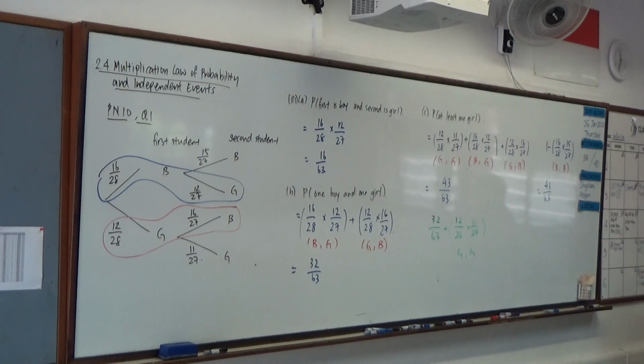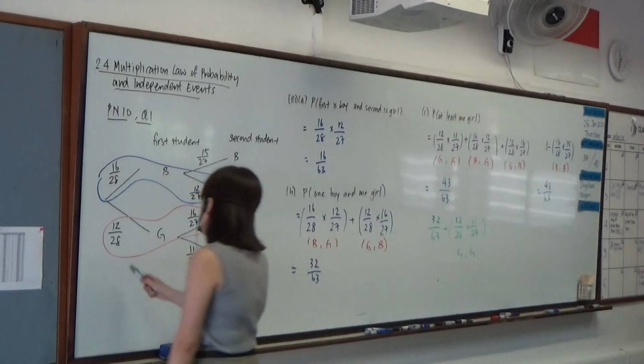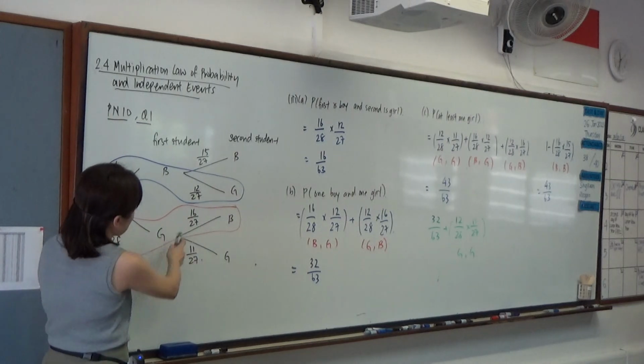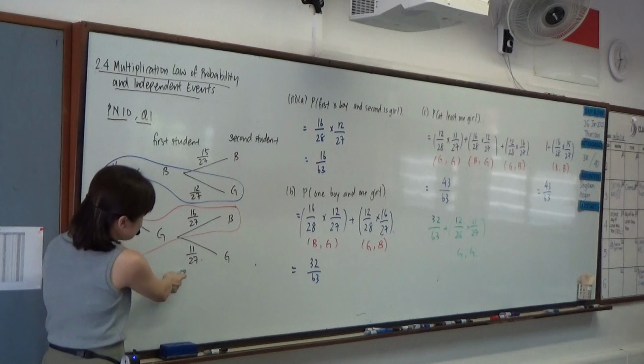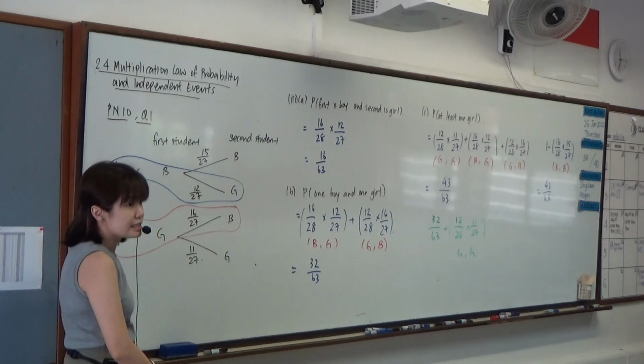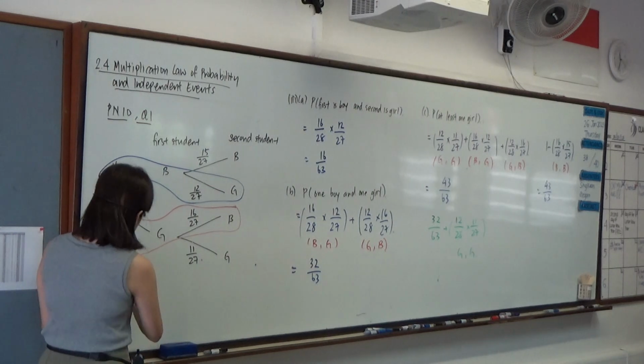Okay. Another way that I want us to also be able to recognize is that yesterday I mentioned taking 12 over 28 times 16 over 27 plus 12 over 28 times 11 over 27 is actually going to be the same as 12 over 28. Remember that? Okay.